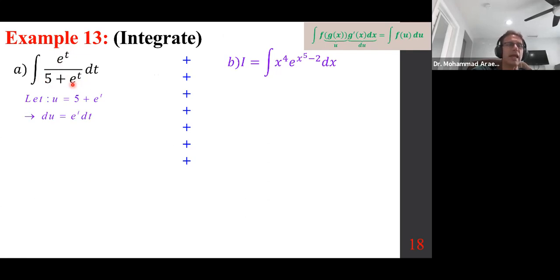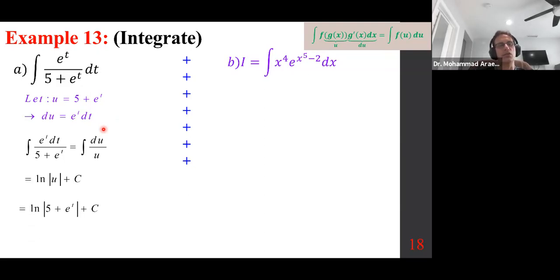Also, it is absolutely important that we write this before we go to the next step. In other words, I cannot go from here to here without stating the fact that we are using u equals 5 plus e to the power of t, resulting in du being e to the power of t dt. This is a natural log. We finish the job by replacing the u with its original choice. Now, we can use parentheses because this expression is positive.